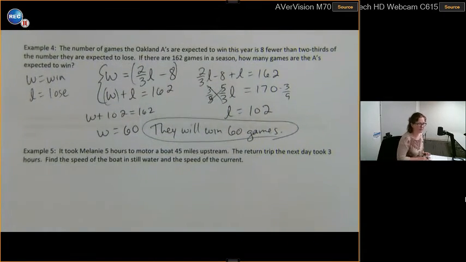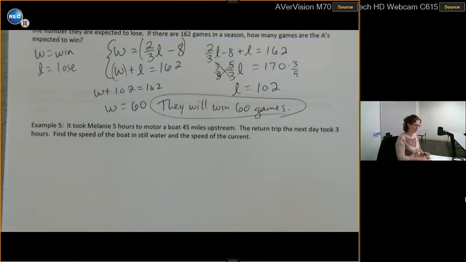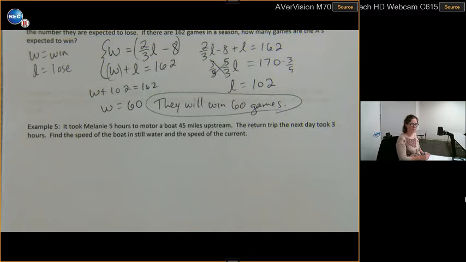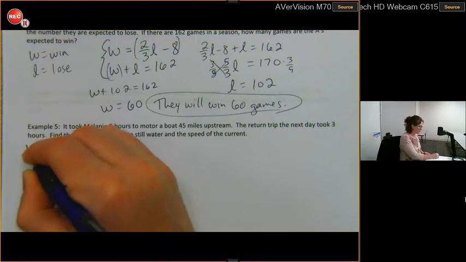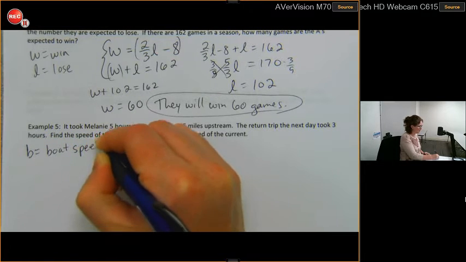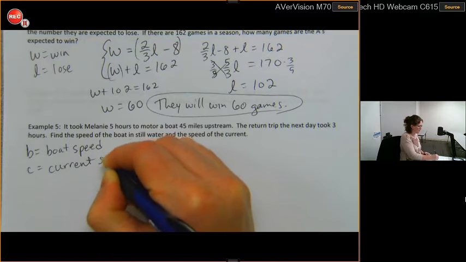Now for a uniform motion problem. It took Melanie 5 hours to motor a boat 45 miles upstream. And we talked about this in an earlier section about upstream is against the current. So the current is working against you. You're going to subtract the current from the speed of the boat. So we're going to use B for boat speed and C for current speed.